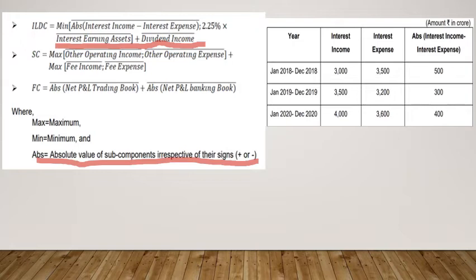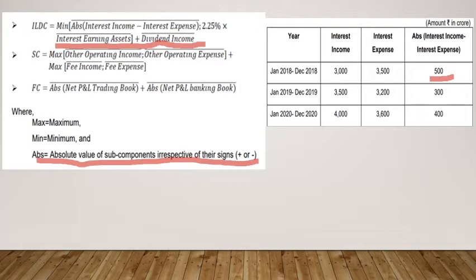If we look at interest income and interest expense, in the first case the value should have been minus 500 because interest income is less and interest expense is more. But we have taken the value to be 500, so we have ignored the sign, which could be plus or minus. That is what is meant by that particular data. Second example, we have 3,500 minus 3,200, which is anyway positive 300, so we have taken positive 300. The third case also we have taken positive 400. So this ABS, which is absolute value of subcomponents, is ignoring the sign, which means even if the number comes out to be negative, it takes the value to be positive.